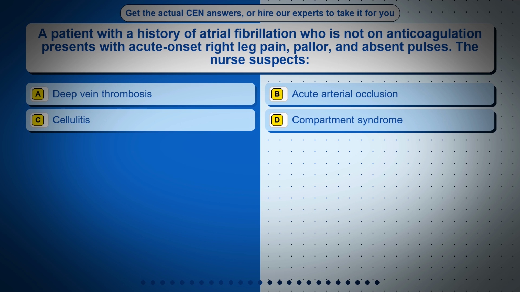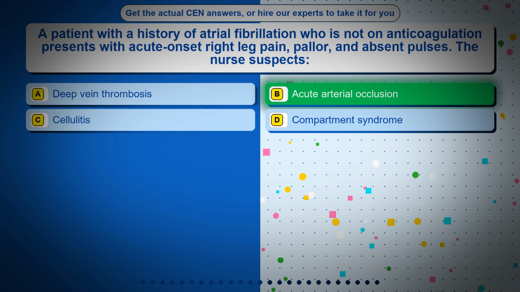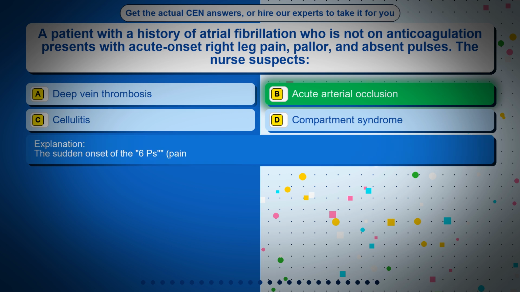The nurse suspects option A, deep vein thrombosis, option B, acute arterial occlusion, option C, cellulitis, option D, compartment syndrome. The correct answer is option B, acute arterial occlusion. The sudden onset of the 6 Ps pain.